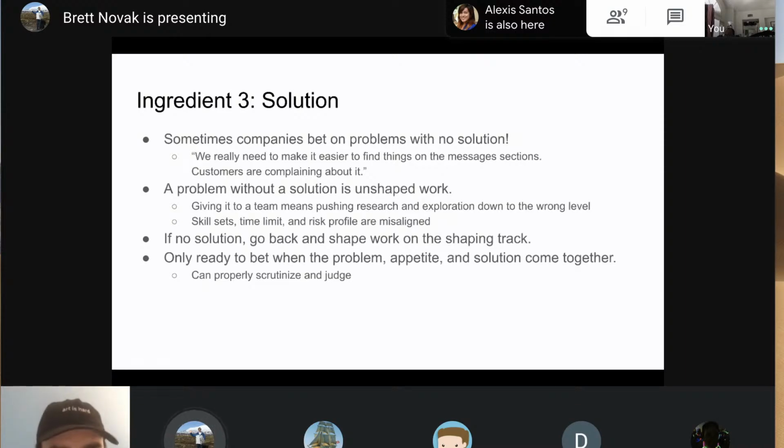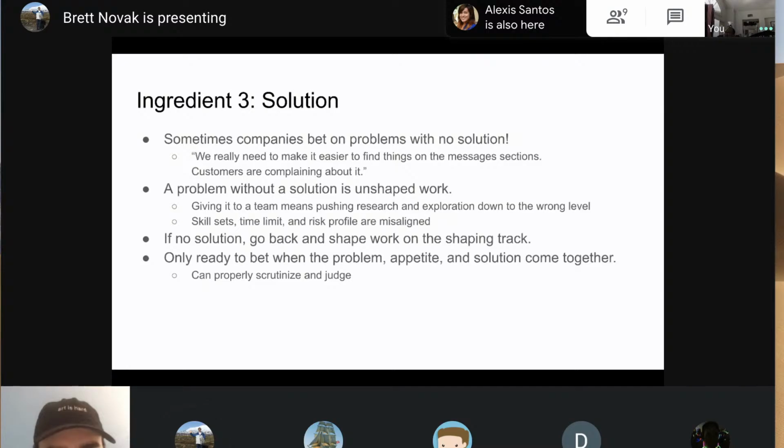And skill sets, time limits, and risk profiles are misaligned, like whether it's heavy tail, where you're doing the evaluation. And for people, it's their whole job to shape the work. Handing it off to someone else who's not shaping work on a regular basis means more context switching. It's going to take them longer. So if no solution, go back and shape the work during the shaping track.